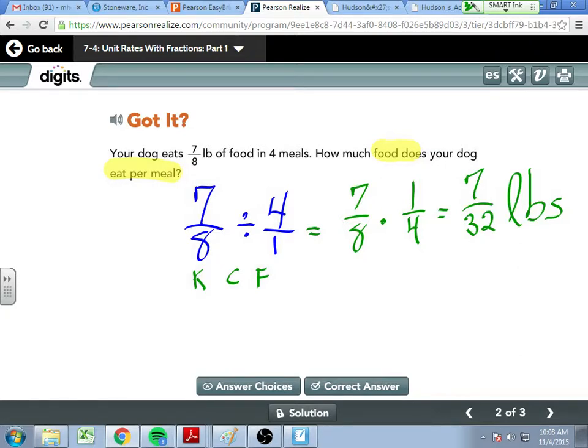7/32 pounds. Yeah, pounds per meal. The word meal sounds weird. What's the unit? That's the pounds he eats every meal. Oh, okay. Now think about this.